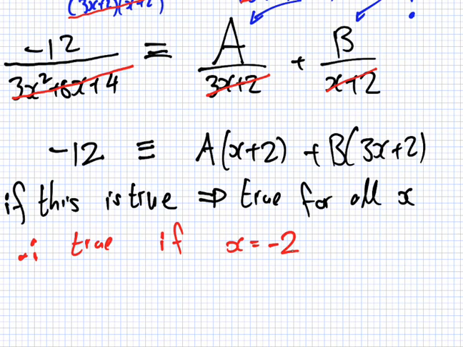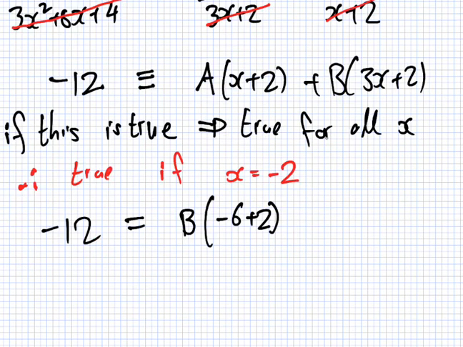Now you said, well, why did you choose minus 2? Because it will make this piece disappear. And this will be minus 6 plus 2. So this is minus 12 equals minus 4b. So then b equals 3.